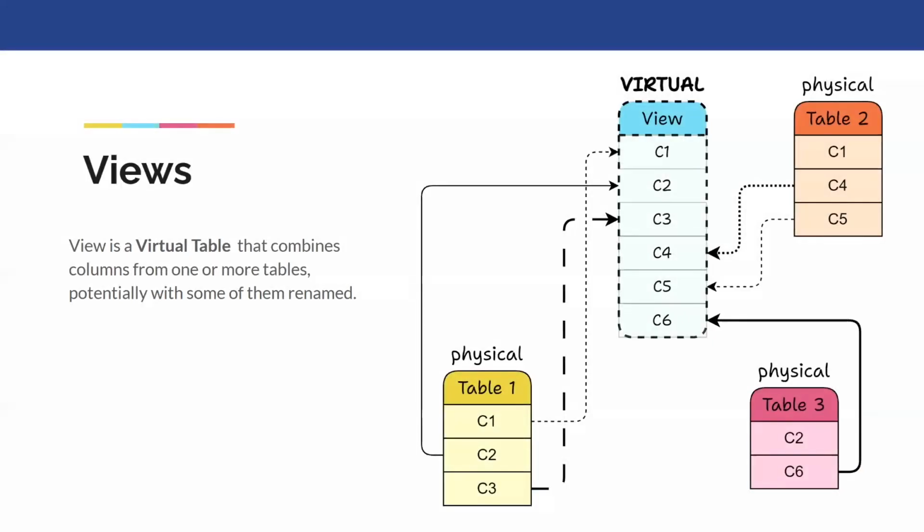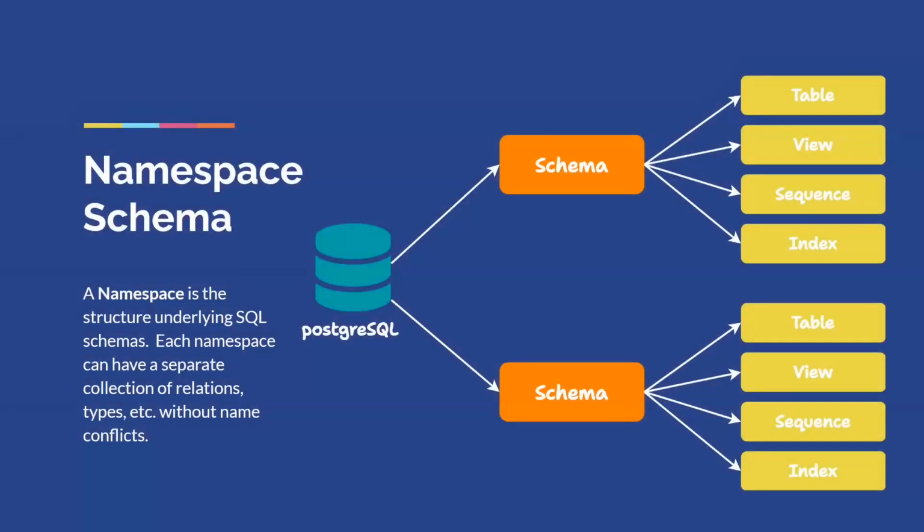A view is a virtual table that combines columns from one or more underlying physical tables, potentially with some of them renamed. It can be read from and written to, just like a standard table. This leads to the next problem. How do applications specify which view should be used? So we use namespace schema to solve this problem. It's a namespace within a database that contains objects like tables, views, etc. Think of it like a directory that contains files. So multiple objects in a single database can have the same name if they exist in different namespace schema.